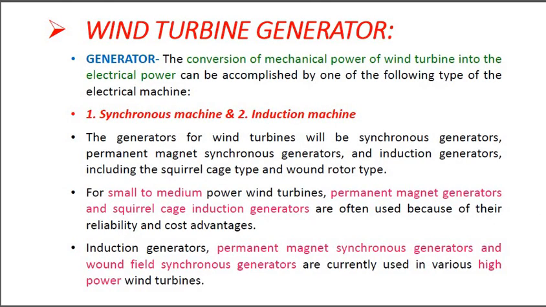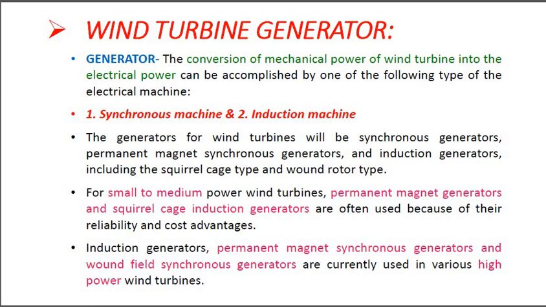Now, first of all, wind turbine generator. First of all, what is a generator? The conversion of mechanical power of a wind turbine into electrical power can be accomplished by one of the following types of electrical machine. So, the basic principle of a generator is conversion of mechanical power into electrical power. Now, the main types of generators: first one is synchronous machine or synchronous generator, and second one is induction machine type generator.